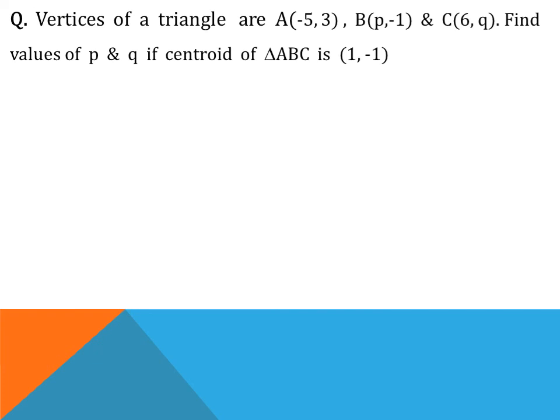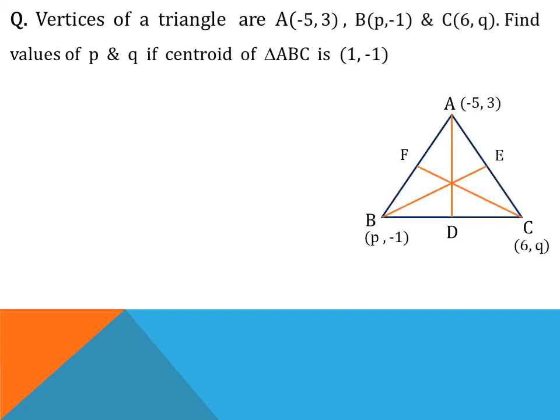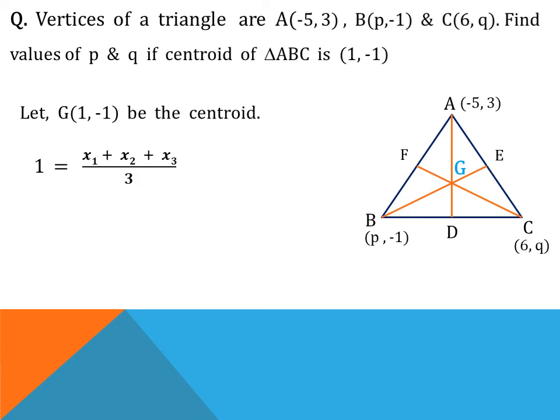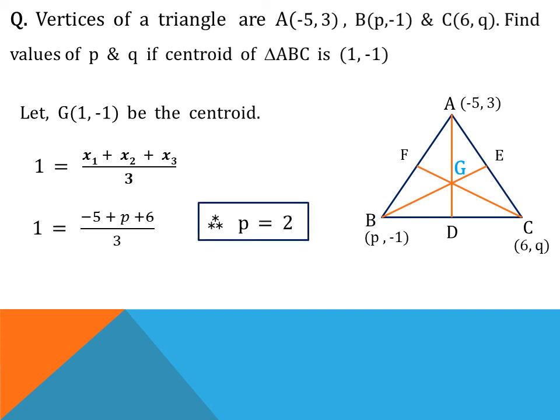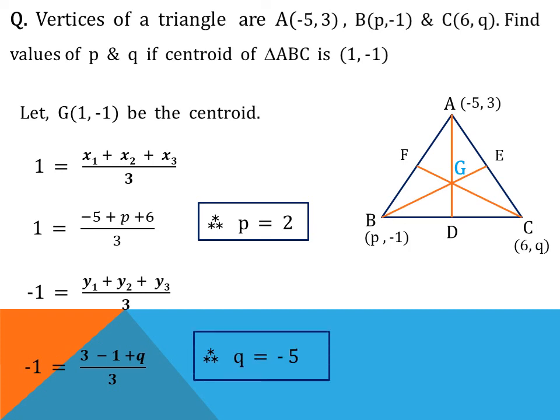In our last question, they have given the vertices A, B and C, but the x coordinate of B is unknown and so is the y coordinate of C. But they have given us the coordinates of the centroid as 1, minus 1. So let us begin by saying that let the centroid be G 1, minus 1. Now using the same formula again, the x coordinate of G, that is 1, will be equal to minus 5 plus P plus 6 upon 3. Solving that further, we'll get the value of P as 2. Similarly, the y coordinate of G, that is minus 1, will be equal to 3 minus 1 plus Q upon 3. So that is Q is equal to minus 5.